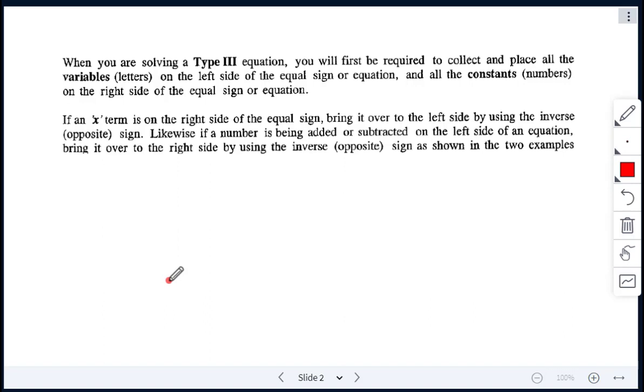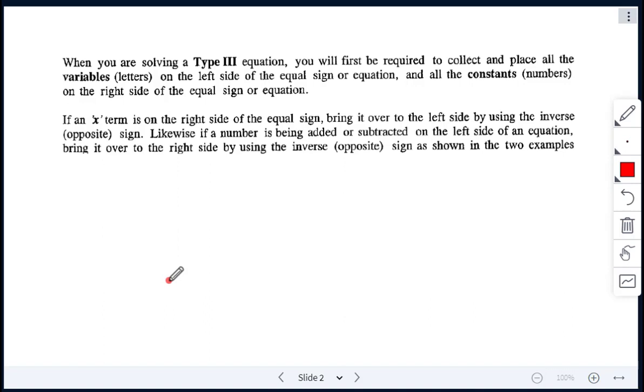The first step to working on these type 3 equations is something called collecting like terms. I'll show you that in a second. We're going to collect like terms, and we're going to put our variables, which are usually our x, on the left-hand side of our equal sign, and we're going to put our numbers, which are our constants, on the right-hand side, and then we're going to solve for x.